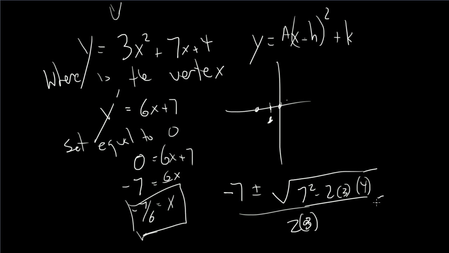So if we solve this, we have 49 minus 2 times 6, that's 49 minus 6 times 4, 24, which is 5, so minus 7 plus or minus 5 all over 6. This is minus 7, so this is minus 2 or minus 1/3. And if you remember, we're talking about this might be right in the middle of the two.